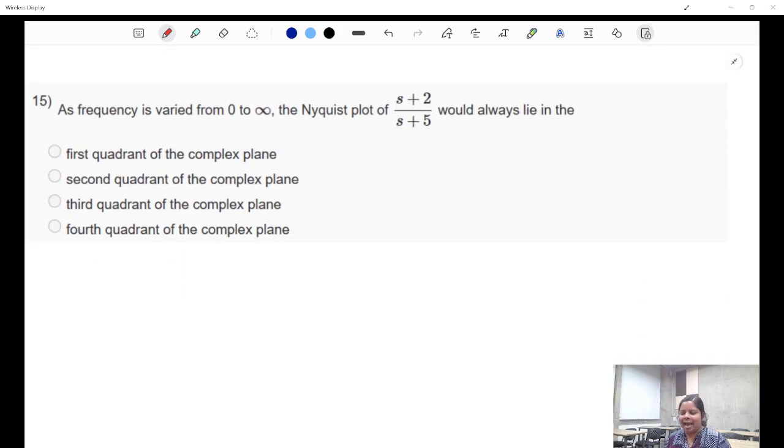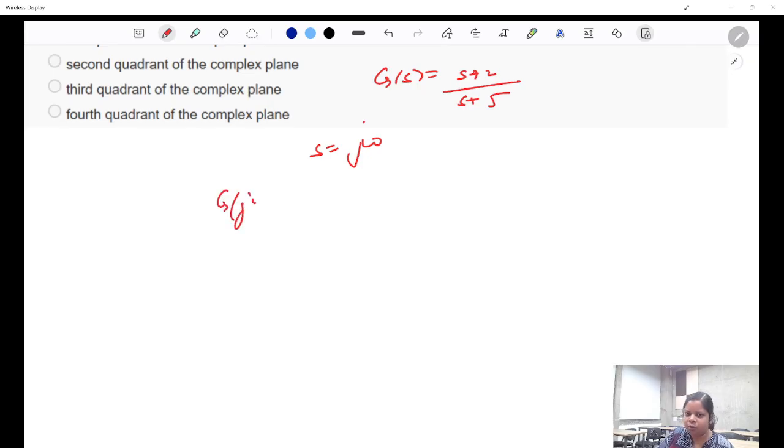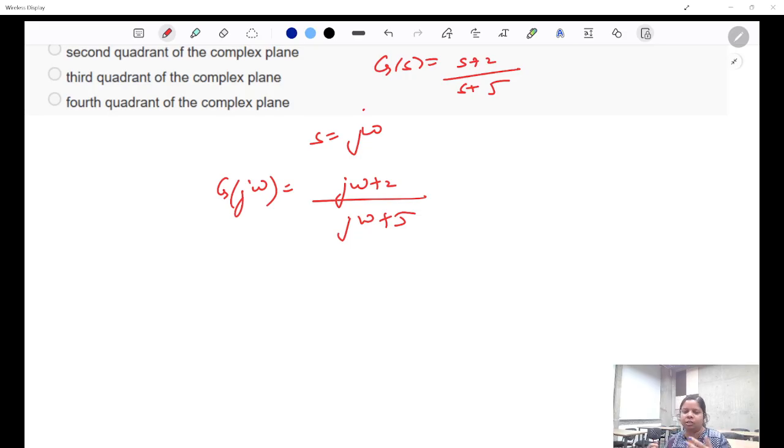Okay. As the frequency is varied from 0 to infinity, the Nyquist plot for this transfer function would lie in which quadrant? So at G(s), it is very similar to two questions that we did earlier. You substitute s equal to j omega. What you'll get? G(j omega) is equal to (j omega plus 2) upon (j omega plus 5), right? Multiply the numerator and denominator because we want to get rid of any j term in the denominator.